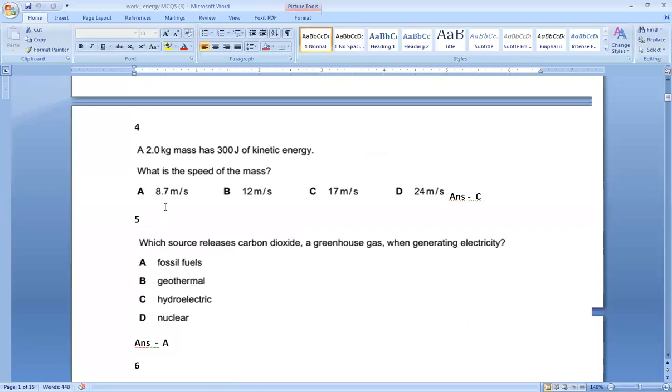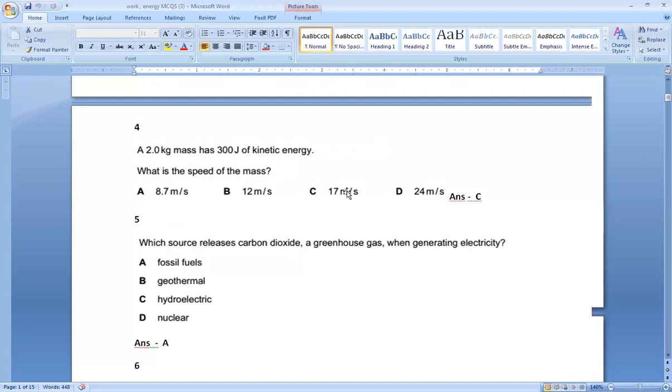Number 4 says a 2 kg mass has 300 joules of kinetic energy. What is the speed of the mass? So simply use the formula kinetic energy is equal to half mv square. Kinetic energy is replaced by 300, 1 over 2 into mass 2 is equal to v square. So if we take the square root of 300, that will be 17 point something. So option is C.